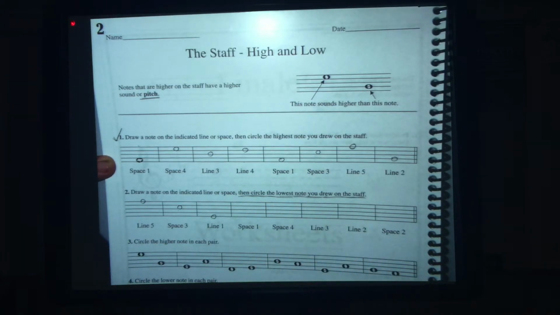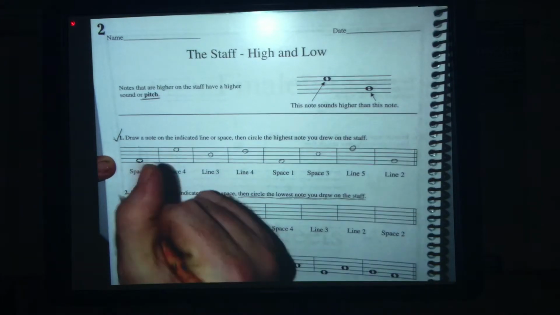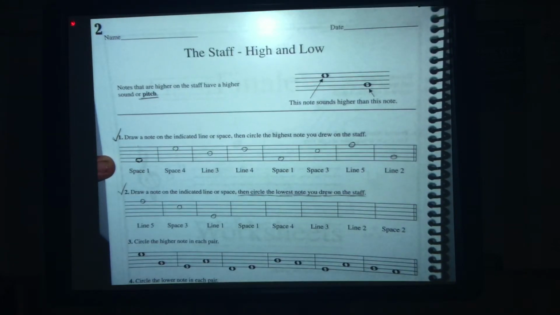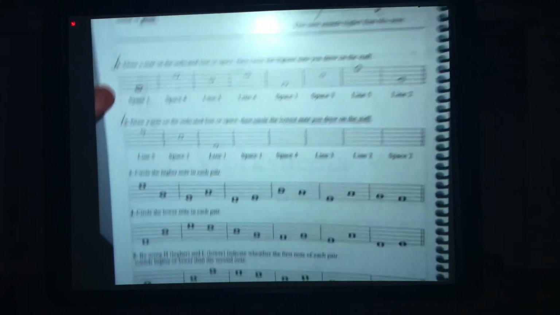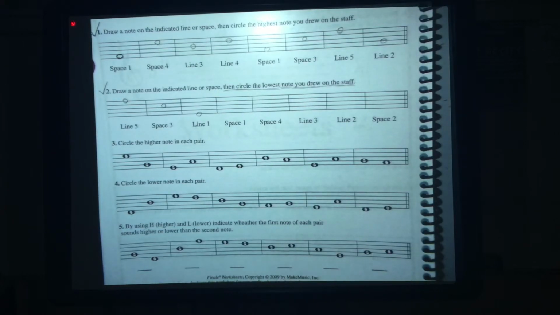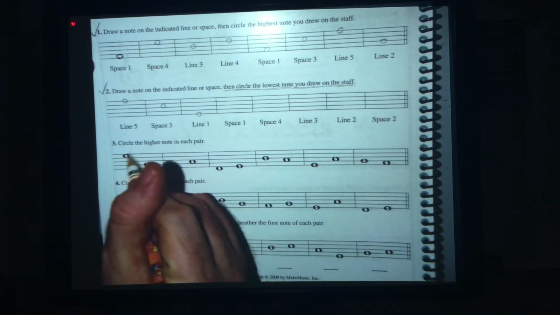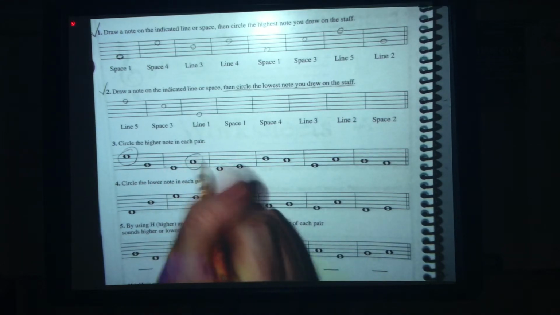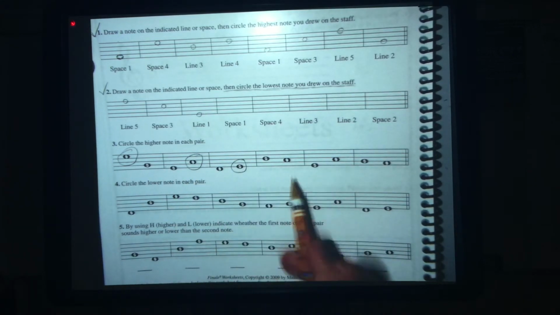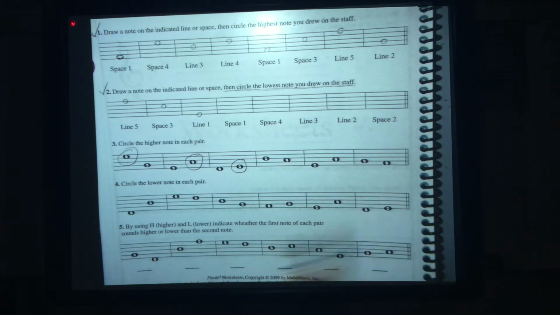The lowest note. Number 3. You can do the rest of that on your own. If you want to pause the video and come back, you can, of course, do so. Number 3. Circle the higher note in each pair. Well, that's easy. These two are a pair because of the bar line. And I'll do one more. You can do the remaining 3 on your own.